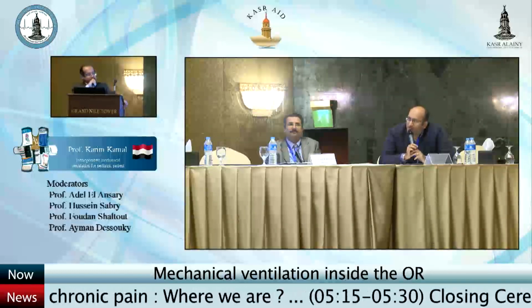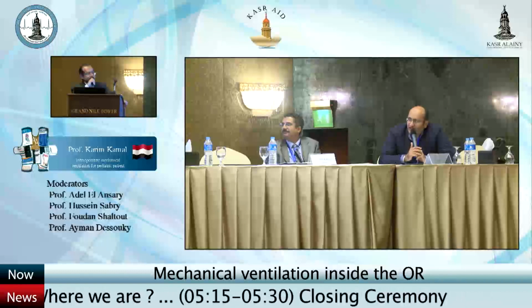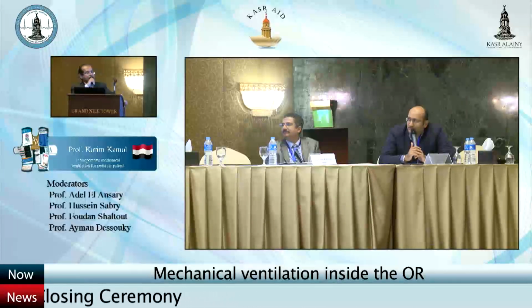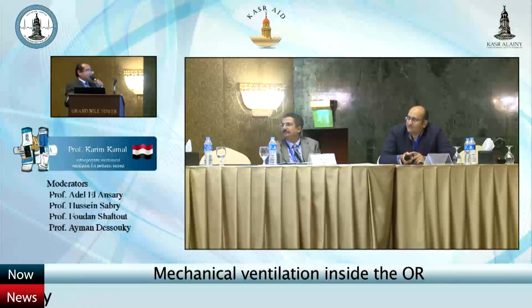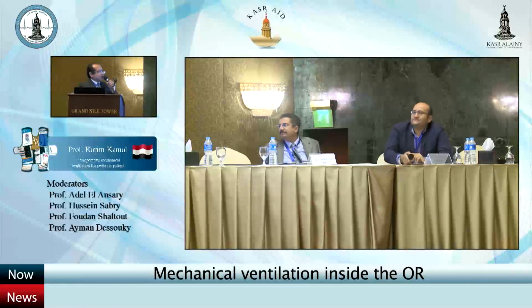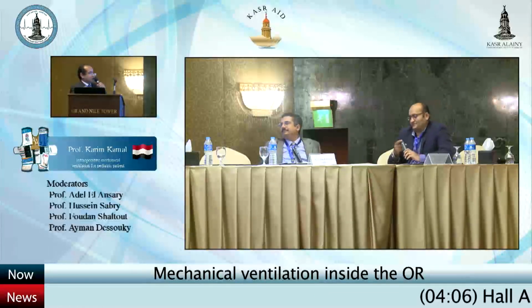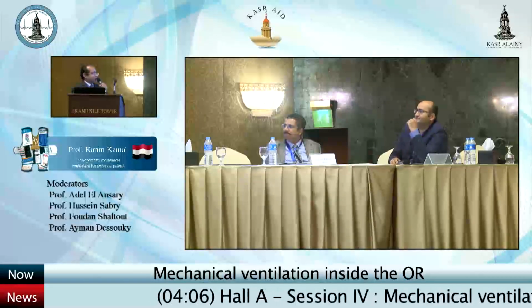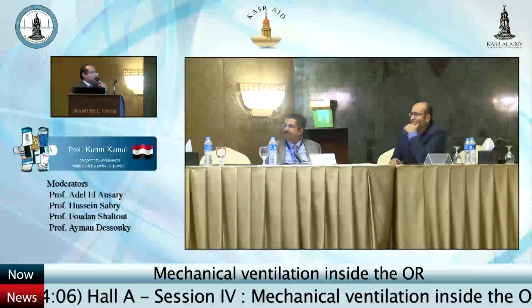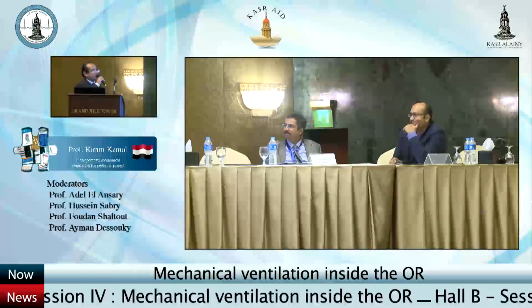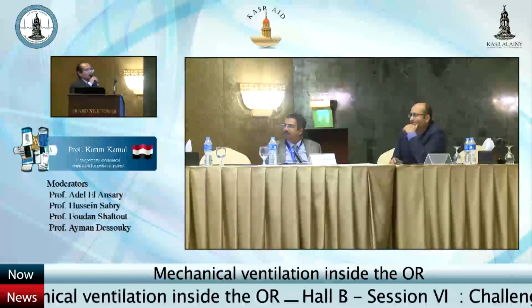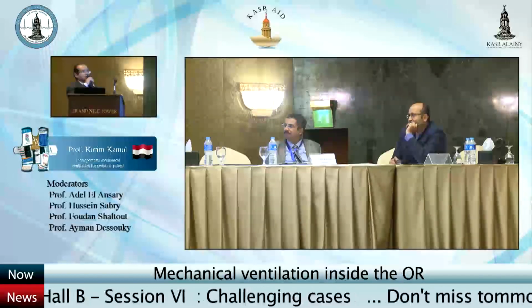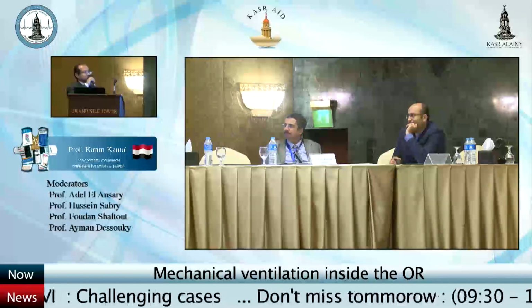Do we have a predicted body weight for children like in adults, or do we use the actual body weight to calculate the tidal volume? Most of the studies that talked about ventilation or lung protection used the actual body weight. They didn't use either ideal or predicted. They used the actual. So I'm assuming that using the ideal body weight would be the answer, but most of them use the actual body weight of the children.